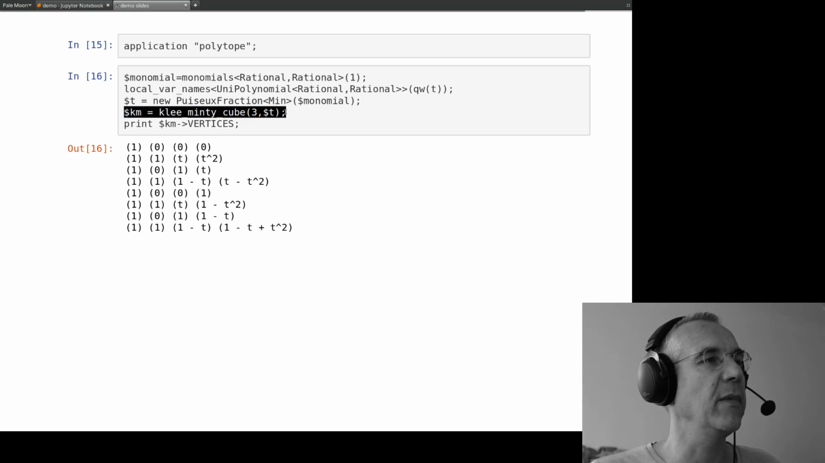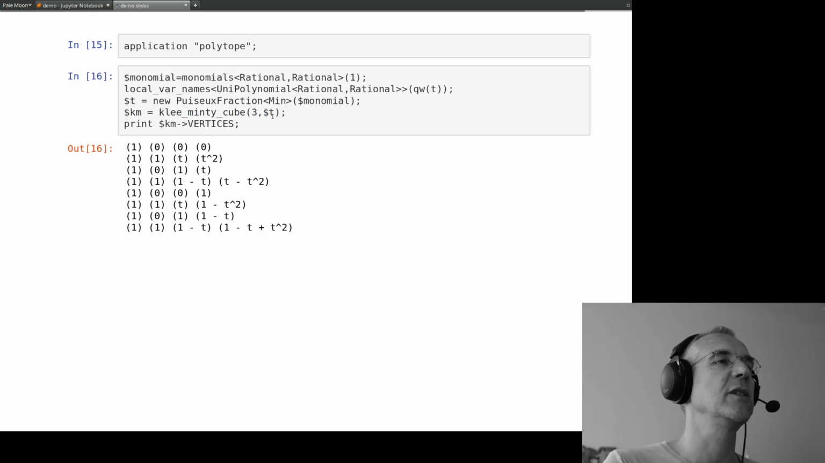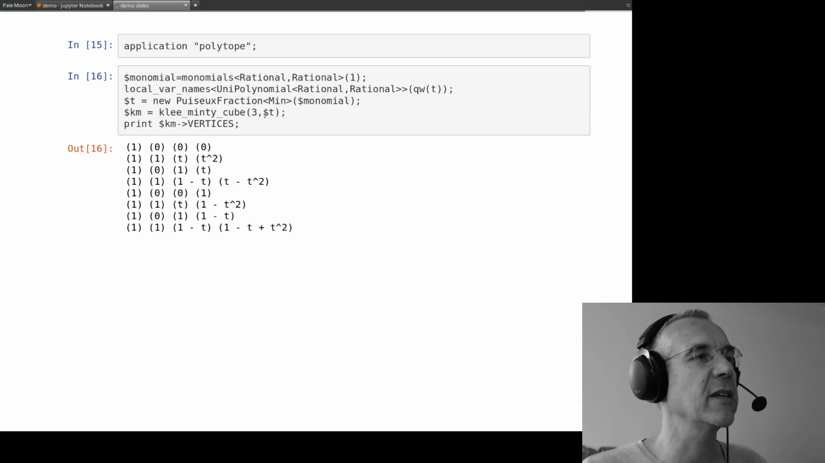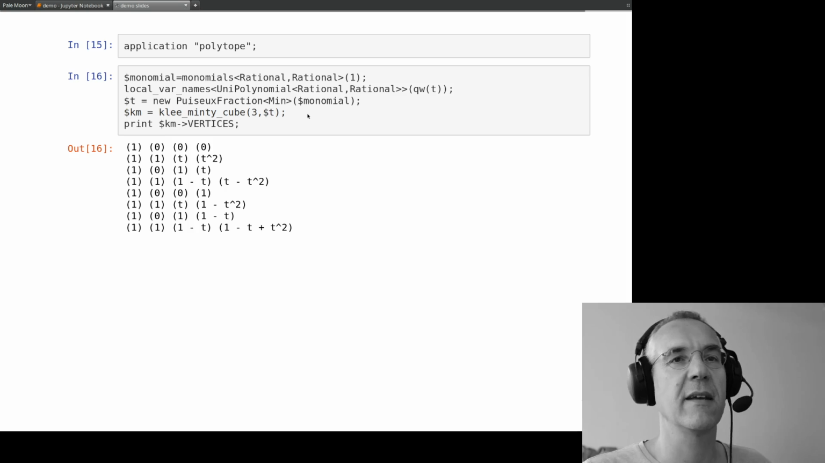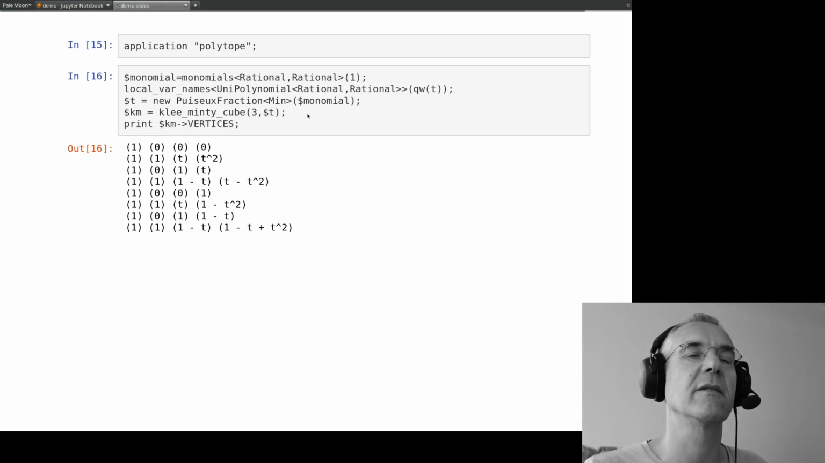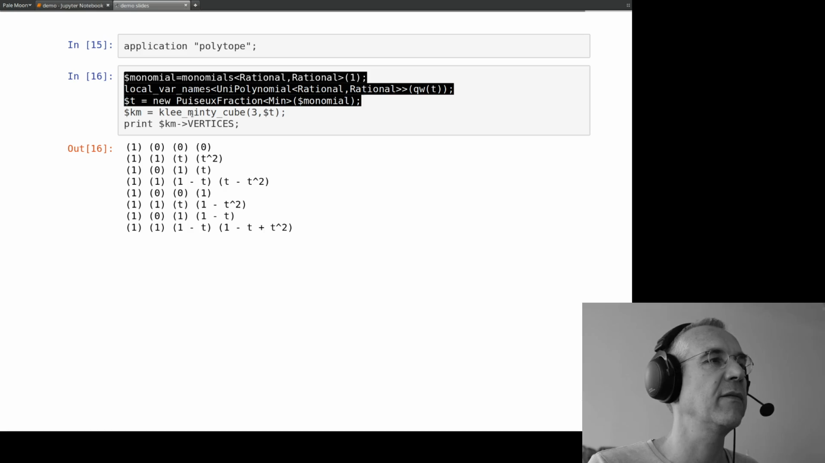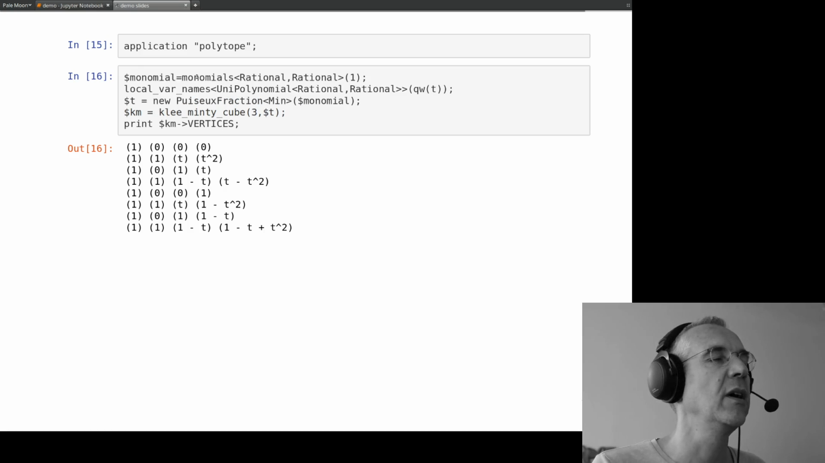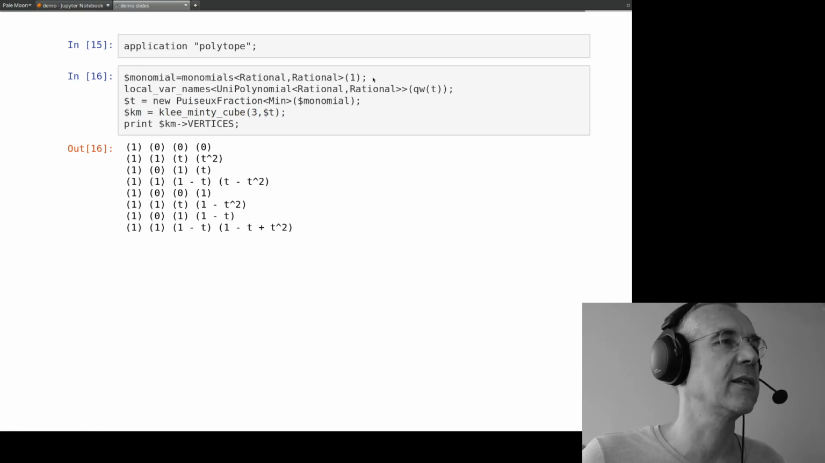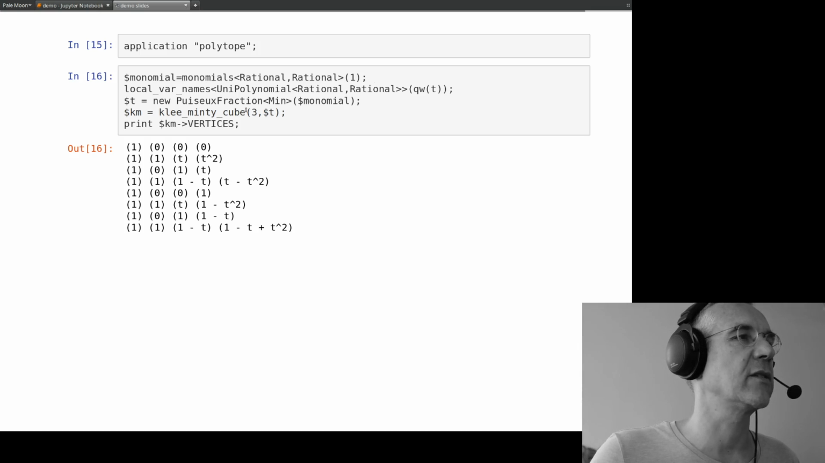So you can define the Klee-Minty cubes. They depend on a parameter which needs to be small, but we can make this parameter a small infinitesimal. I just call this t, and everything that I'm writing here above this definition of the Klee-Minty cube is just technical stuff in order to write it in this form.